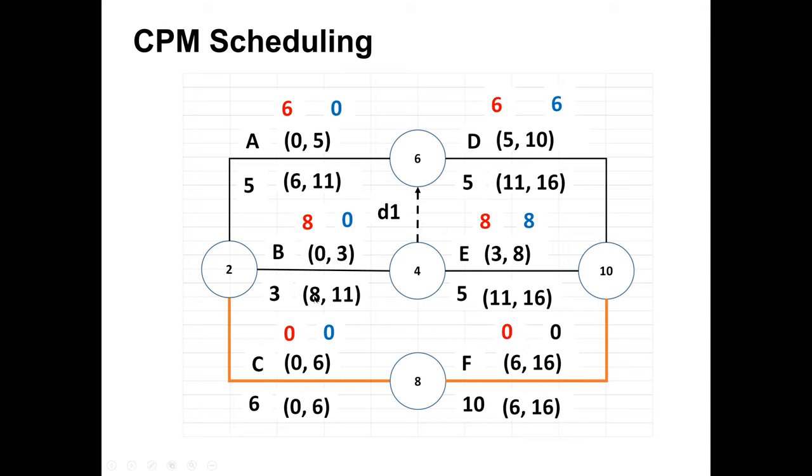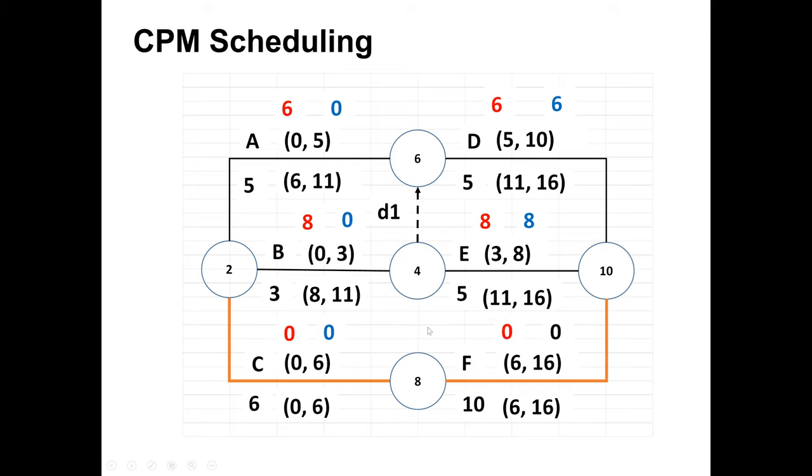Similarly for B, the late start is 8 and the early start is 0, so 8 minus 0, total float for B is also 8. For C, late start is 0, early start is also 0, so total float is 0. For D, total float is 11 minus 5, which is 6. For E, late start is 11 and early start is 3, so 11 minus 3 is 8. And for activity F, late start is 6 and early start is also 6, so 6 minus 6 is 0.